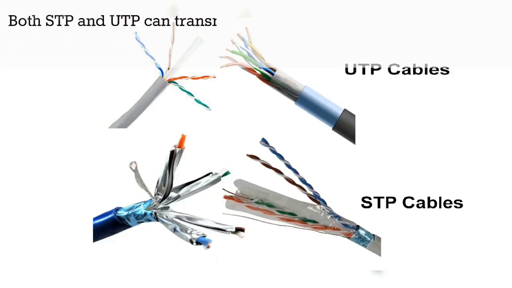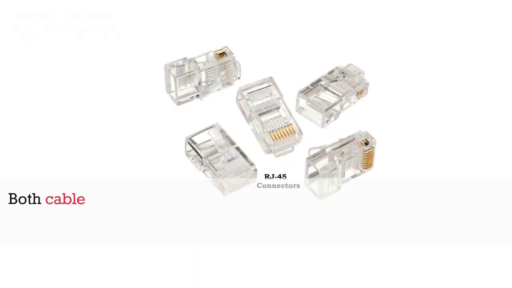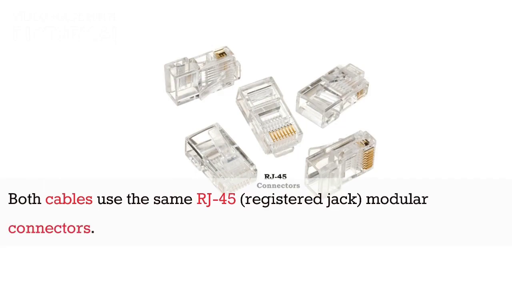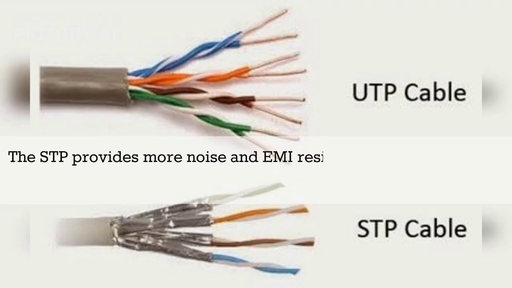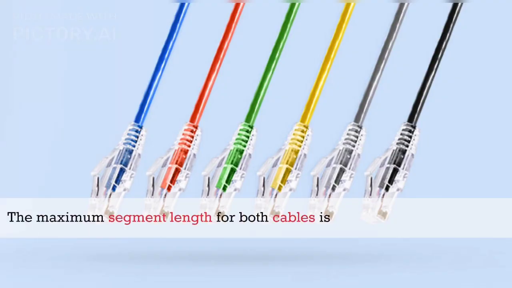Both STP and UTP can transmit data at 10 megabits per second, 100 megabits per second, 1 gigabit per second, and 10 gigabits per second. Both cables use the same RJ-45 registered jack modular connectors. The STP provides more noise and EMI resistance than the UTP cable. The maximum segment length for both cables is 100 meters or 328 feet.